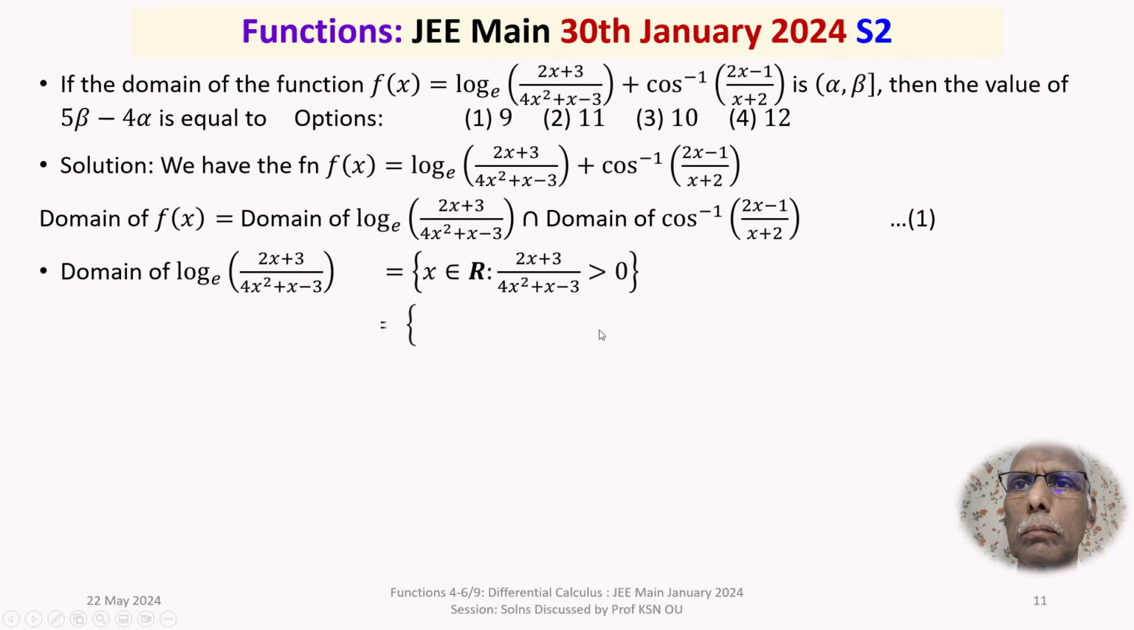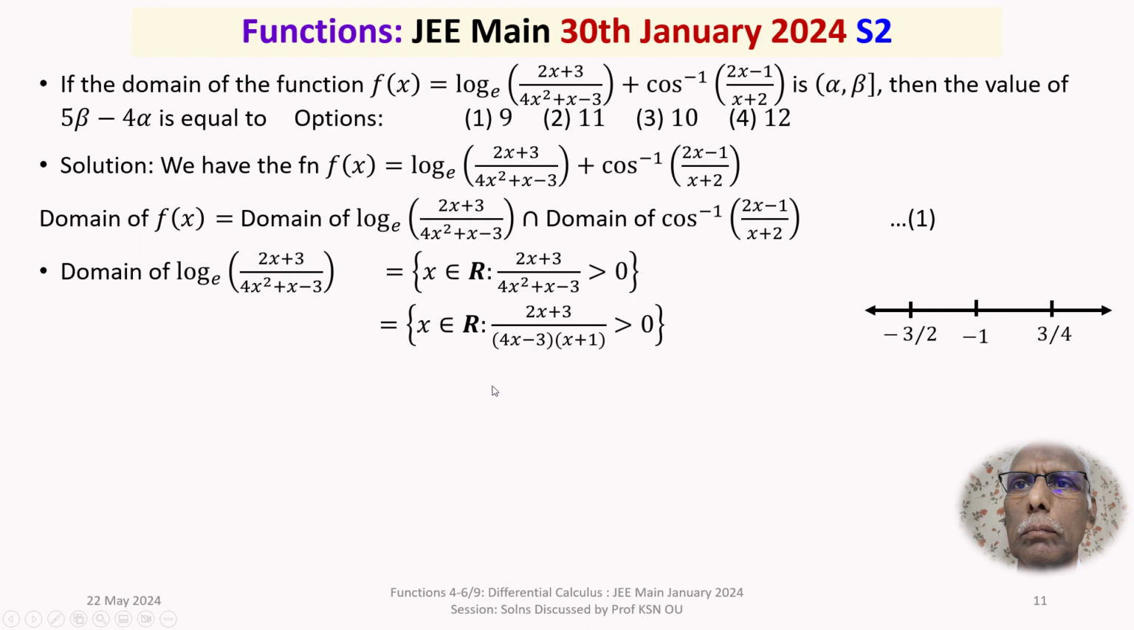So that's equal to the set of all those x belongs to R such that (2x plus 3) by the factors of the denominator, (4x minus 3) into (x plus 1), is greater than 0. 2x plus 3 is equal to 0 will give you minus 3 by 2. 4x minus 3 is equal to 0 will give you 3 by 4. x plus 1 is equal to 0 will give you minus 1. If you order them on the real number line, it is minus 3 by 2, then comes minus 1, then comes 3 by 4.